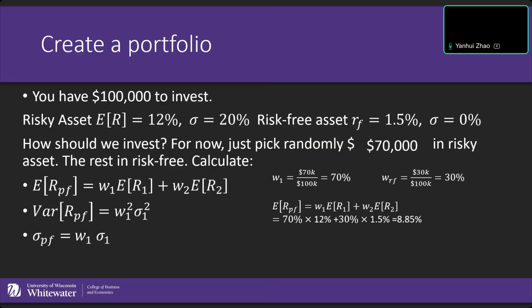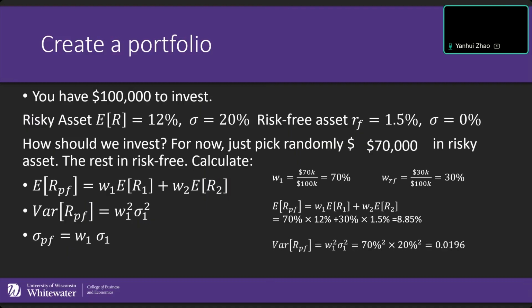And the expected return will be 70% times the risky asset's expected return plus 30%, that's the weight on the risk-free asset, times 1.5%. So we end up with 8.85%. So that is the expected return for this portfolio.